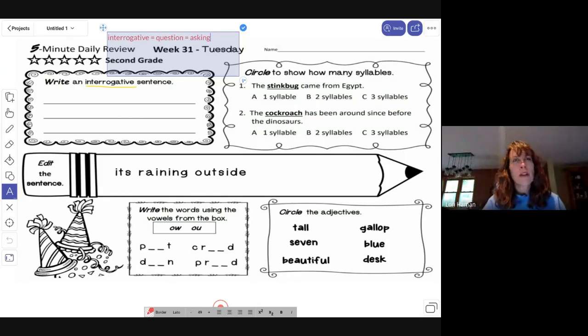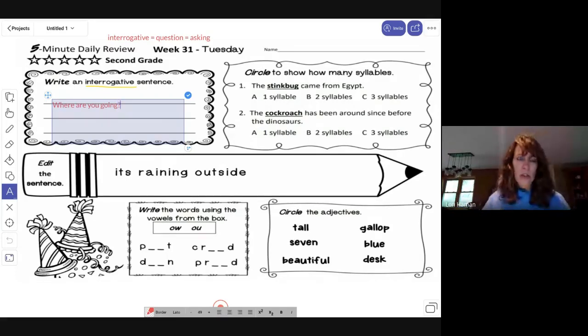So way back in the beginning of the year when we worked on reading and we did asking and answering questions, some words that we focused on were the 5 W's and the H. So who, what, where, when, why, how. Those are really good question beginning things. So I could pick any of those. I could start with, where are you going? And of course, the end mark that an interrogative sentence would have to have would be the question mark.